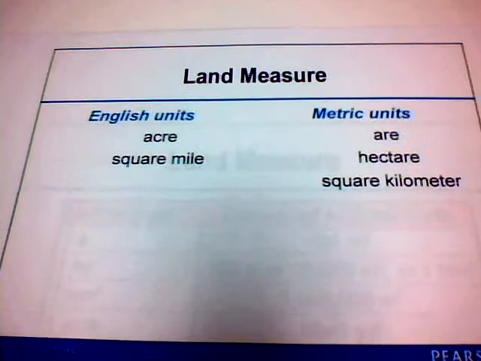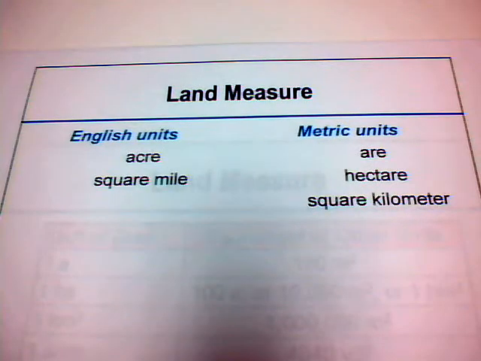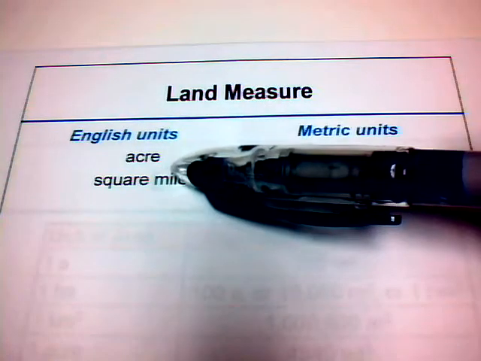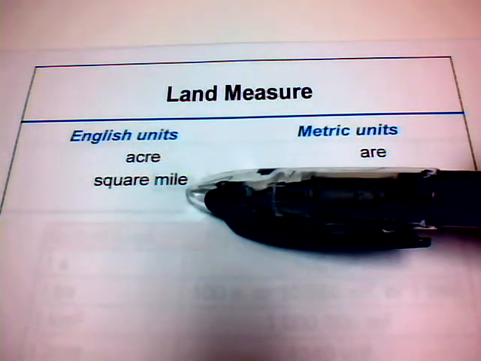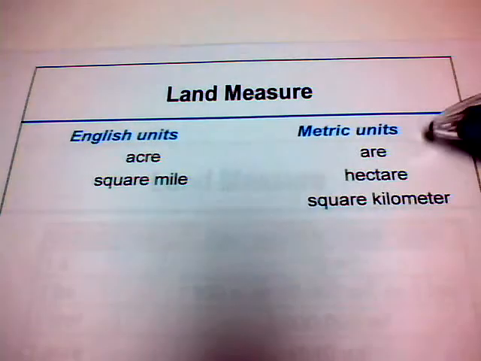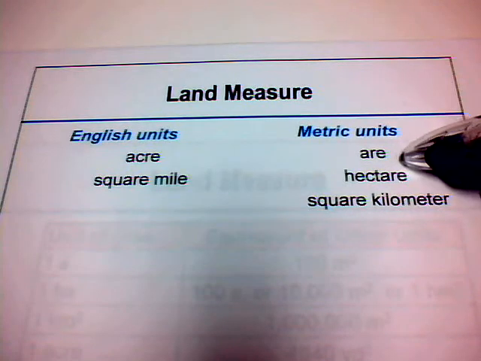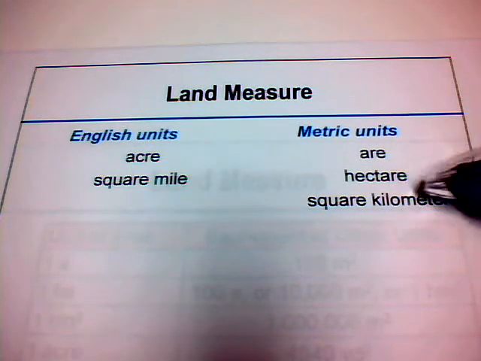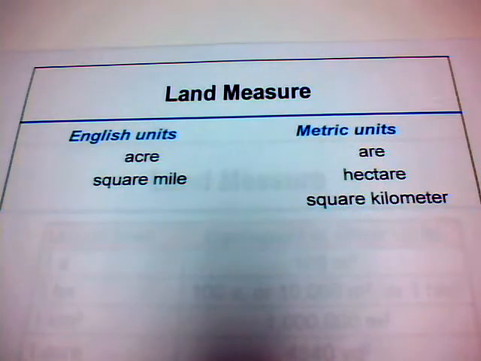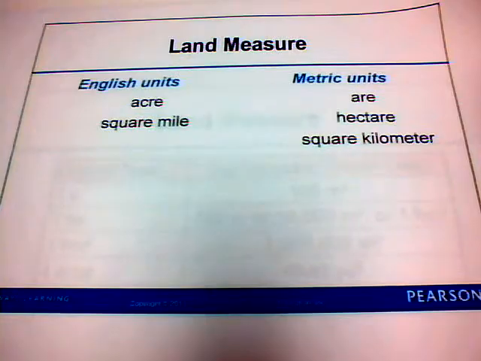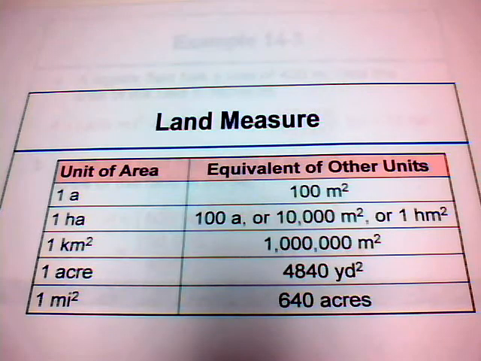Okay. Next, we'll look at land measure for English units and for the metric unit system. For English units, there are only 2. One of them is the acre, and the other one is the square mile. And for the metric units, it's the are, A-R-E. This is pronounced air, like the air that you breathe. Then hectare and square kilometer. And on the next slide, you'll see some of the equivalencies to these other units here.